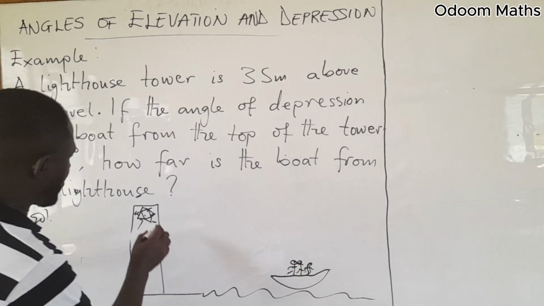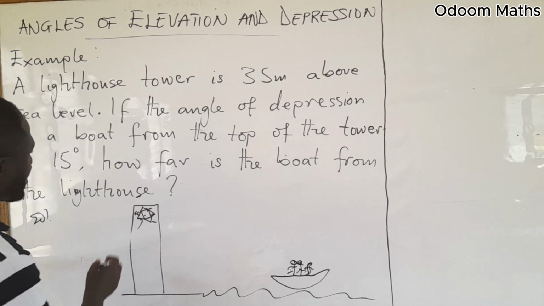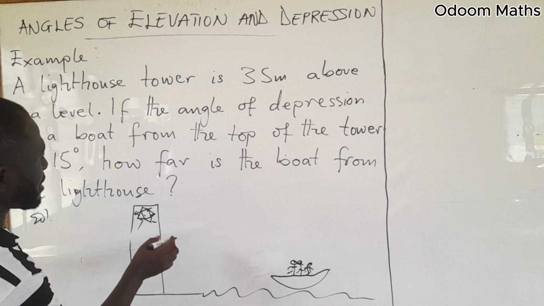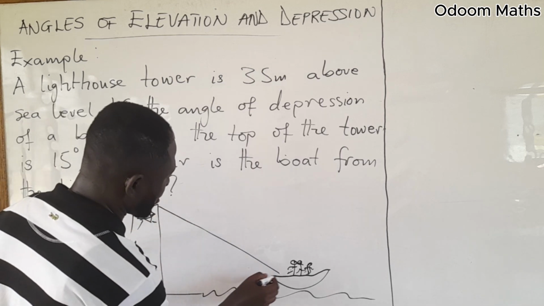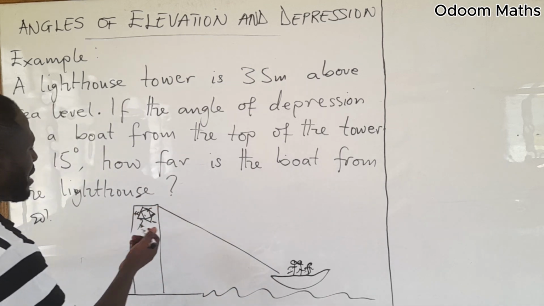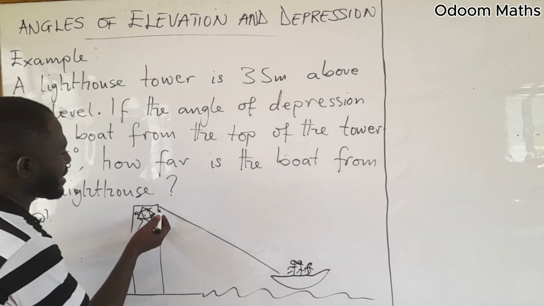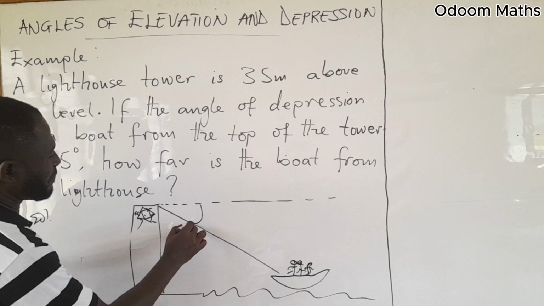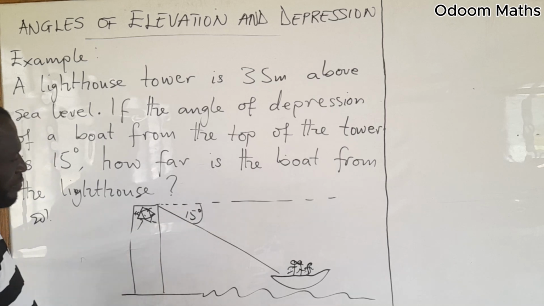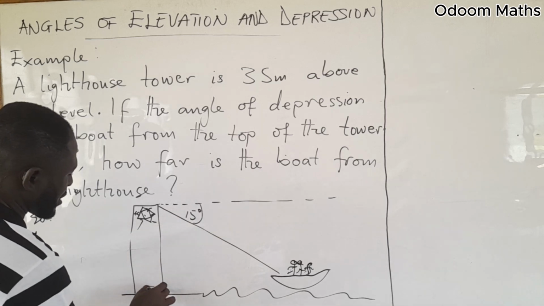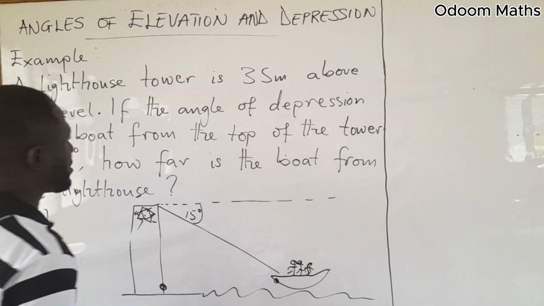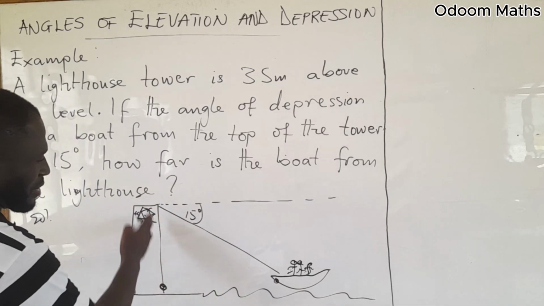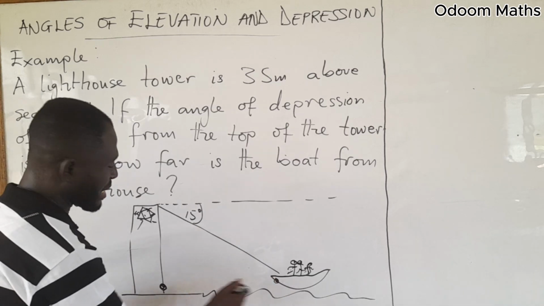Now the angle of depression from the top of the tower to the boat is this. Let's assume there's an eye here, so this is the horizontal at the eye level. The angle of depression formed here is 15 degrees. Now we are told to find the distance between this point and the boat. How far is the boat from the lighthouse? This is the lighthouse and this is the boat, and we are to find the distance between them.